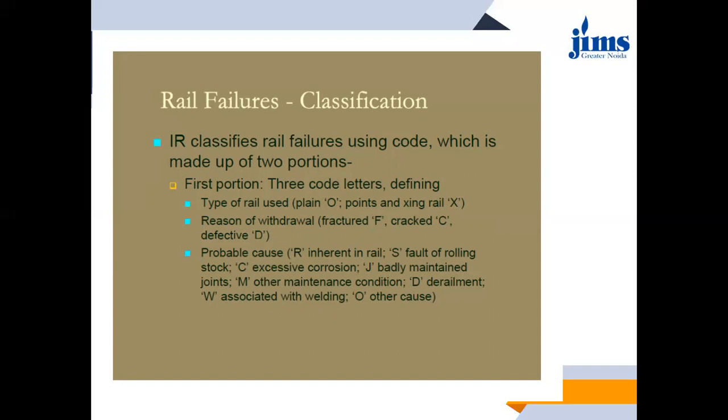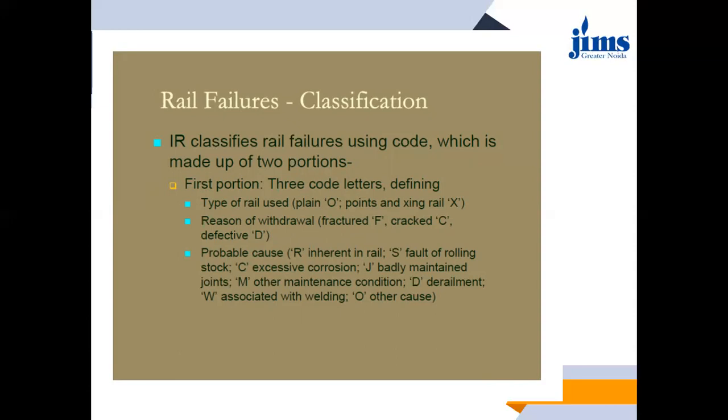These three codes constitute the first portion of the rail failure code designated by Indian Railways. The very first code represents the type of rail. For plain rails we use O, and for points and crossings we use X. Then for the reason of withdrawal, for fractured rail we use F, for cracked rails we use C, and for completely defective rail we use D.